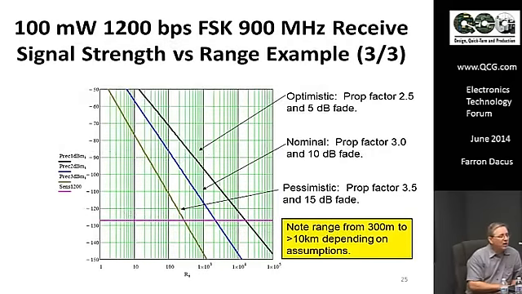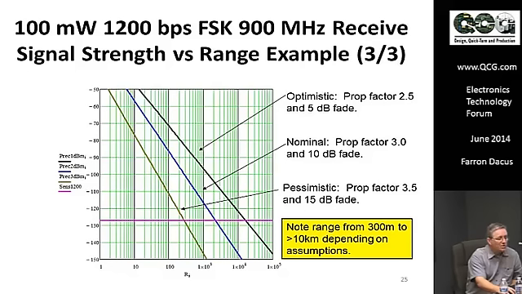Okay, so here's some simple calculations for a 100 milliwatt sensor link, say, at 1200 bits per second at 900 megahertz. And we see that we've got a nice sensitivity at this low data rate of about minus 127, and where the received signal strength, as a function of range in meters, falls below sensitivity, that's our range. So for pessimistic, assuming 3.5 propagation factor and a 15 dB maximum fade due to relative orientation and bounce, multipath fade, we get a range of about 300 meters.